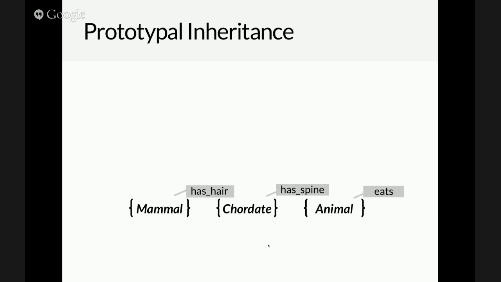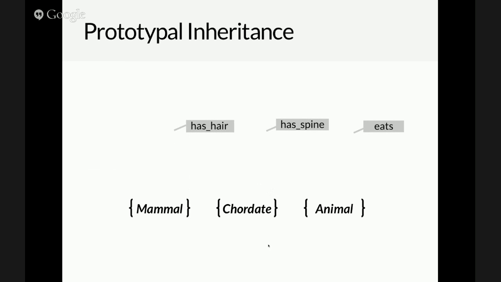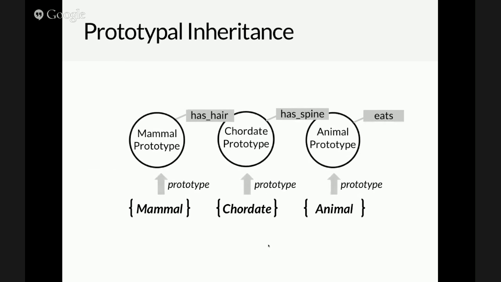In JavaScript, if we wanted to set up this type of inheritance structure, we're going to have three functions. You're going to have a mammal function, a chordate function, and an animal function. These are all constructors, so you can create new animals, new chordates, and new mammals. Because they're functions in JavaScript, implicitly they will have prototypes, and these prototypes are objects. So you're going to have an animal prototype, a chordate prototype, and a mammal prototype.